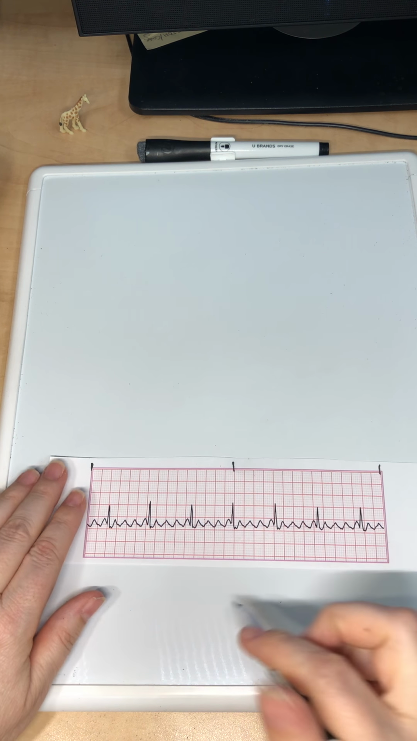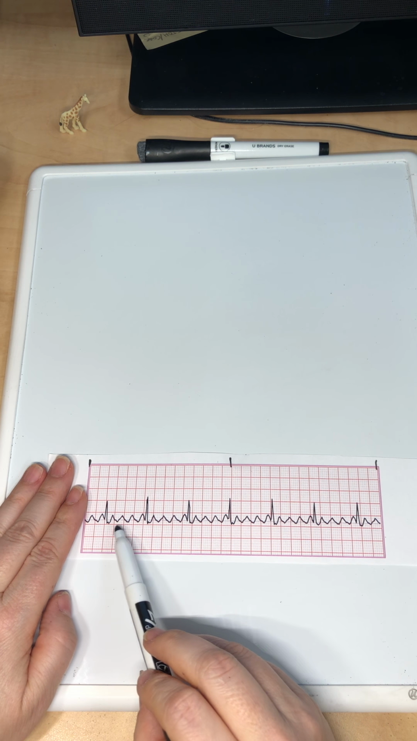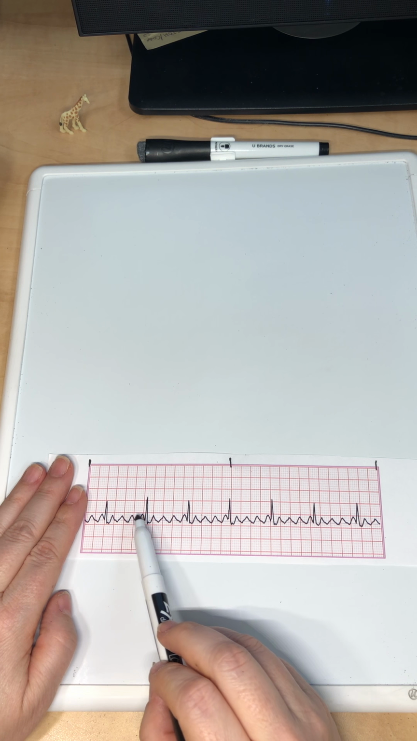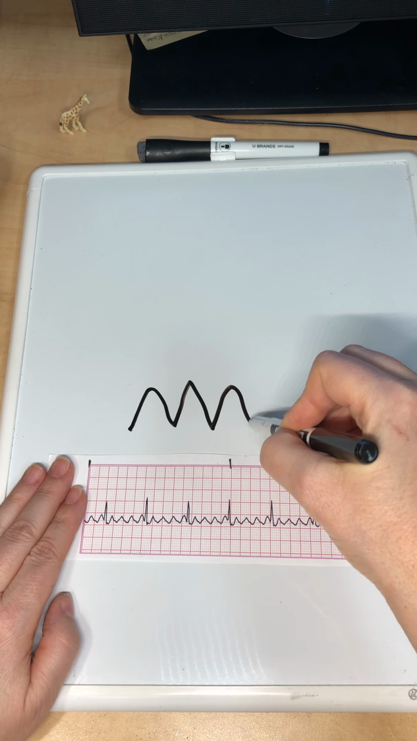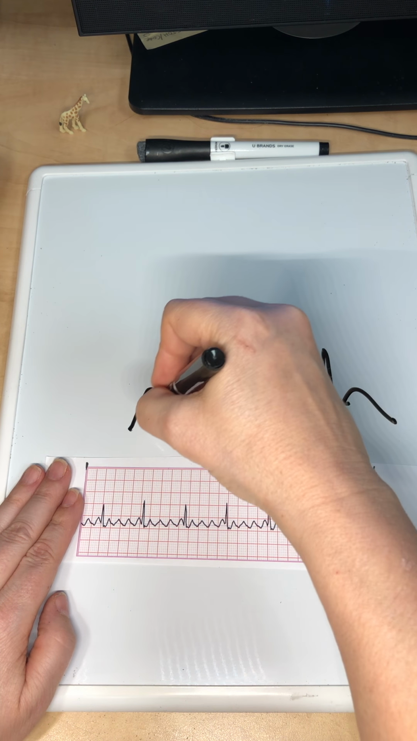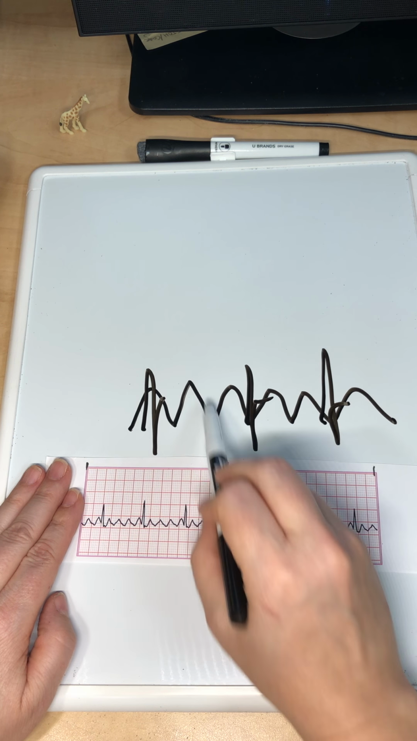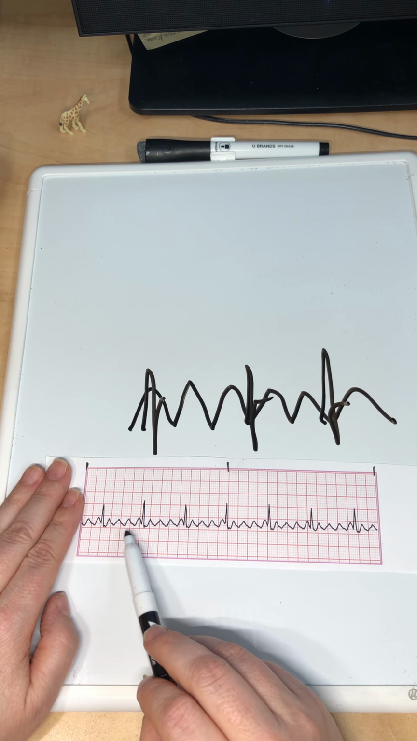I'm going to show you this. Look at this. These here are flutter waves. Do you see how they're pointed here at the tops? They just look like this. Right? And you have your QRSs in there. But they look sharp. And some people call this sawtooth. Some people call it shark teeth.